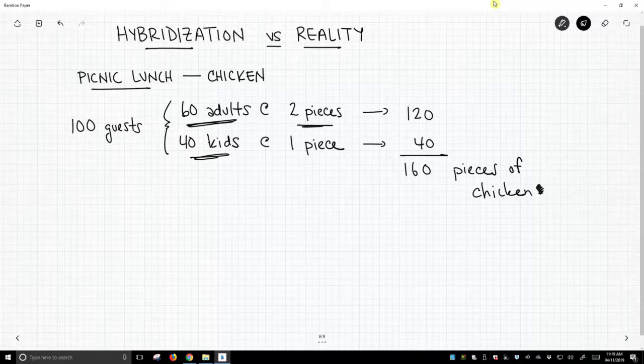So let's say we hold our picnic and everybody gets fed and it comes off fine. Well, everybody got fed not because every adult ate their precise 2 pieces of chicken, but some adults ate more than 2 pieces. Some adults ate less. Some adults may not have eaten any chicken because they don't eat meat. But this was just a general tool that we use, this approximation, 2 pieces for an adult, 1 piece for a child, to help us predict how much food to have.